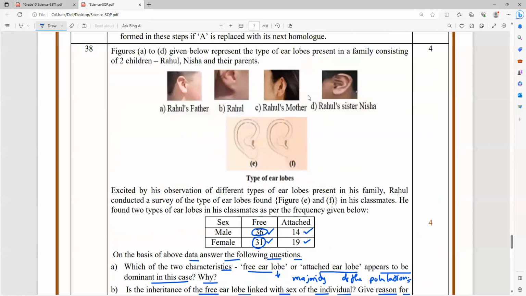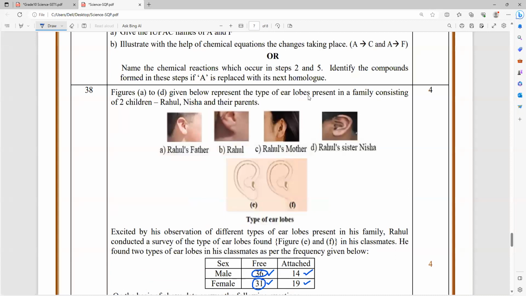So let us see how to write it. First, Rahul's father and mother: free earlobe or attached earlobe? Free earlobe. But Rahul got an attached earlobe. That is the first thing. So attached means it is recessive or dominant? It is recessive.